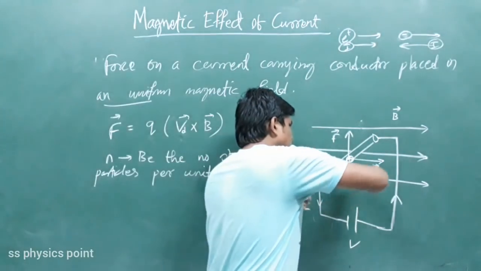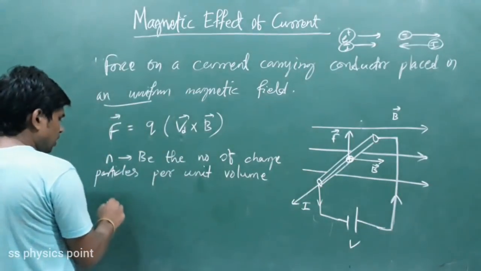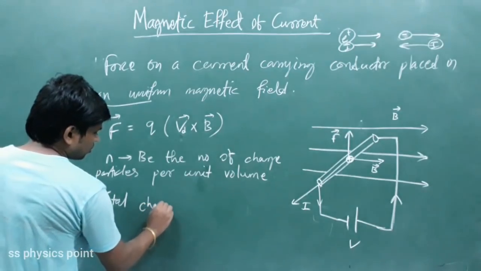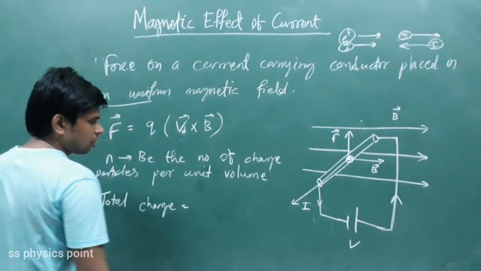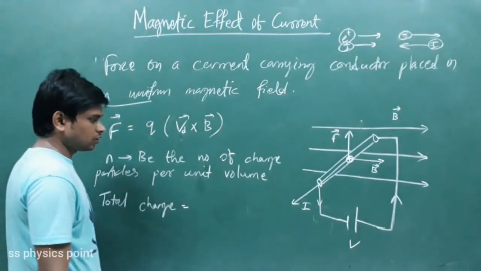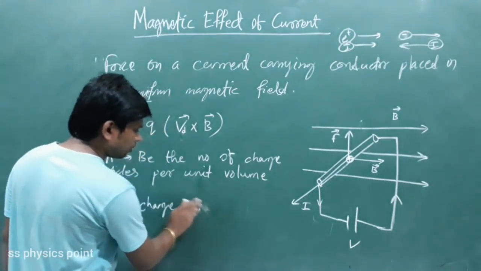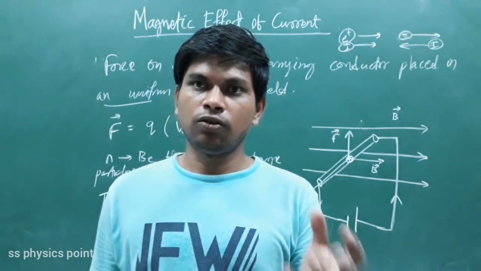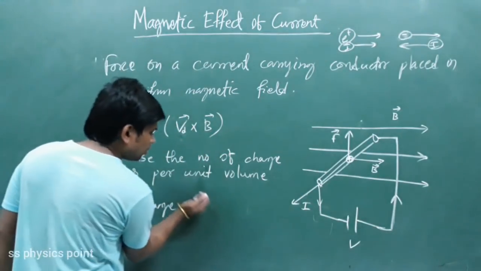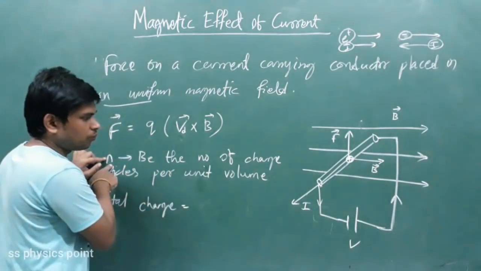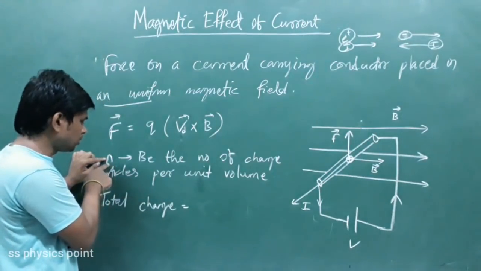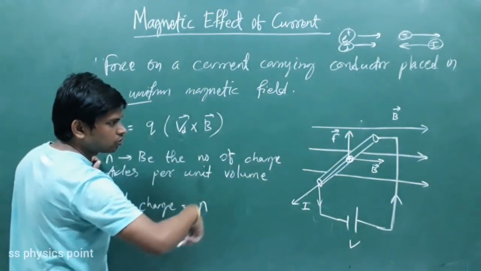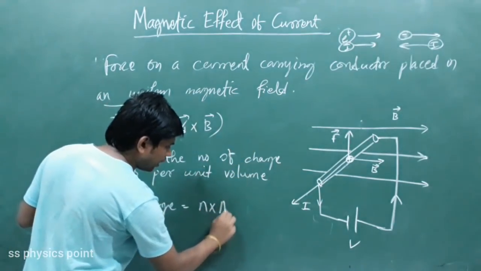So what is the total charge? Total charge equals how much? You know that Q equals n into e. So the total charge will be per unit volume. Per unit volume, how many electrons are there? n. So total charge is n into the total volume. How much will the total volume be? A into L.